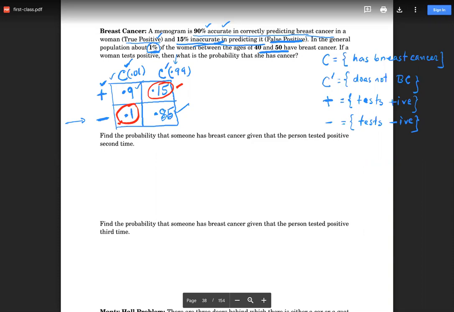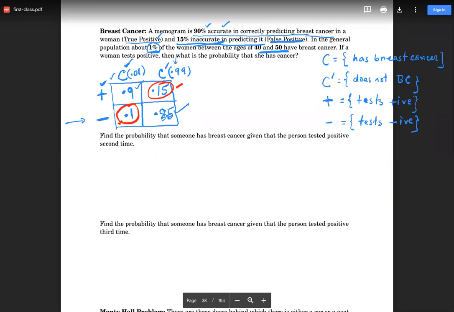Now, is the table clear or did I make it complicated for you? Is everybody following it? Or are only some of you following it? Okay. Think of it in simple terms.